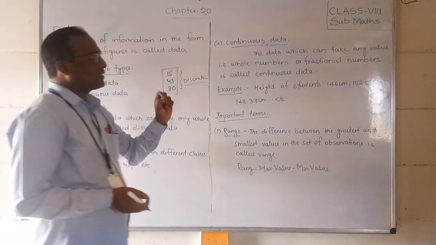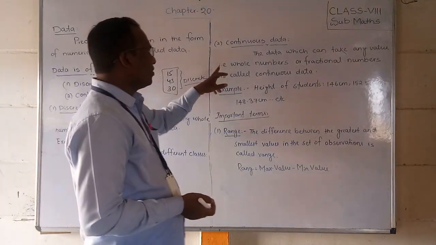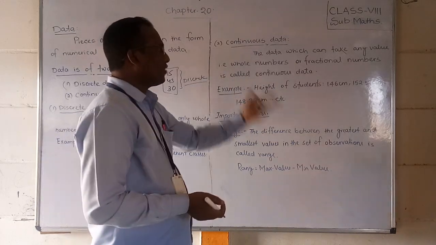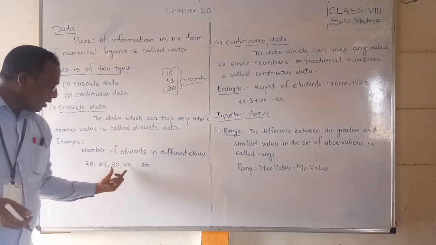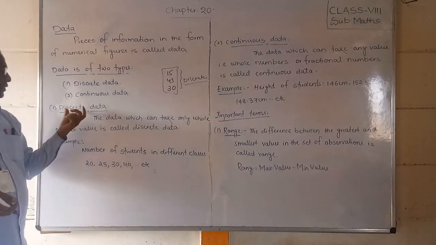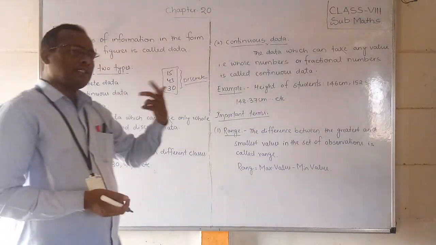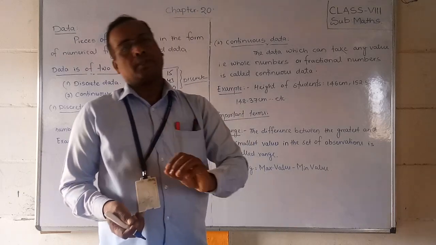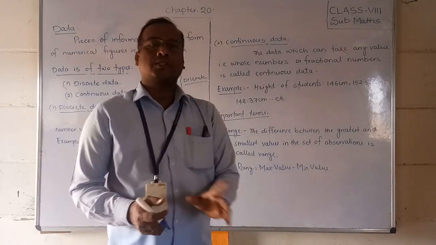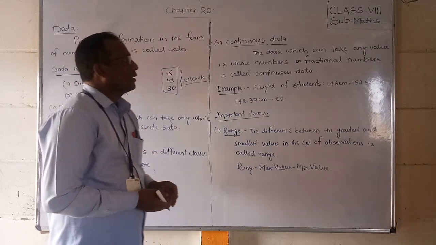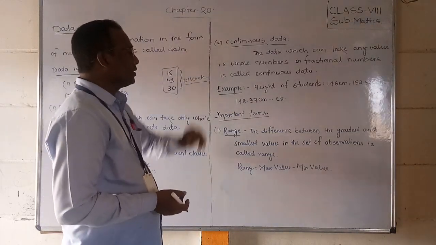Data which can take any value, whether whole numbers or fractional numbers, is called continuous data. If it is only whole numbers, we can say it is discrete data, but it can also be continuous data. Whether it is a whole number or a fractional number, we don't need to worry, that is called continuous data.